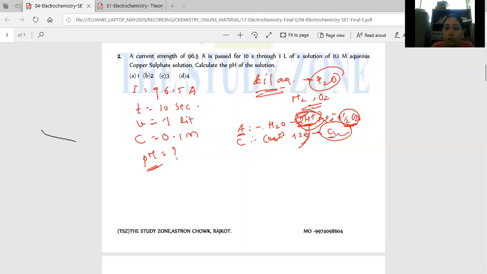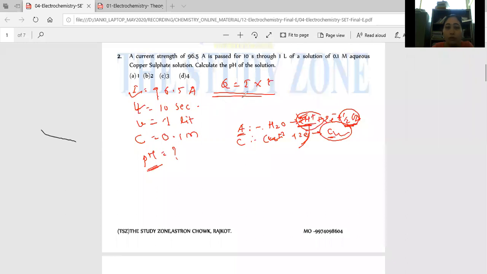So this is responsible for the change in pH. Right? Now again, how to solve this question? In our question we have I and T. As we have I and T, first of all find out Q. Q is equal to I into T. So you get the number of coulombs, right?